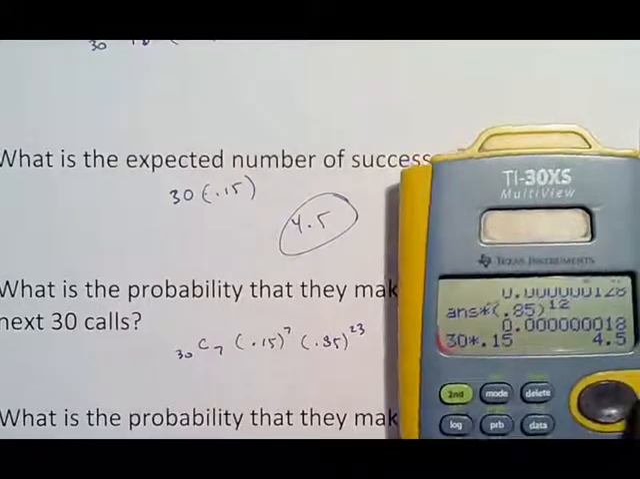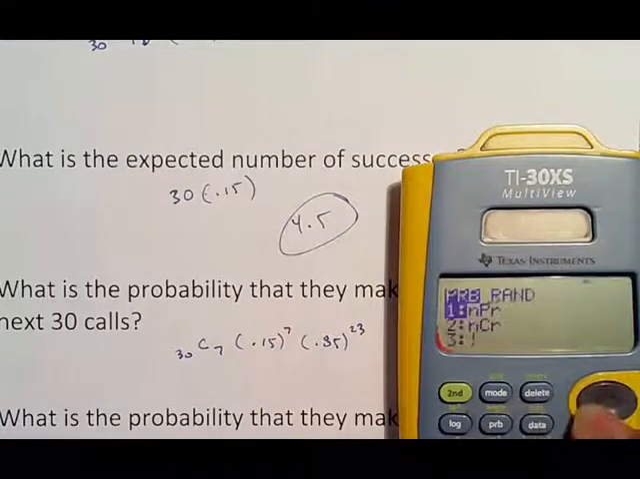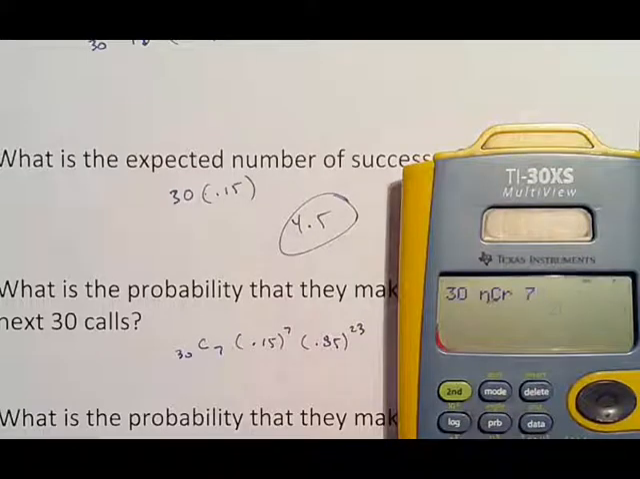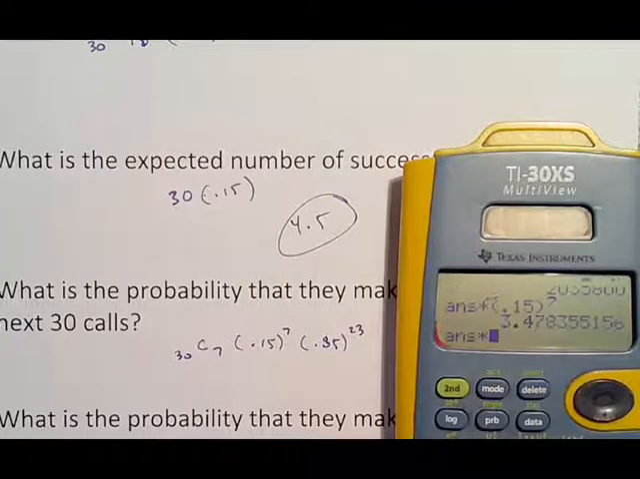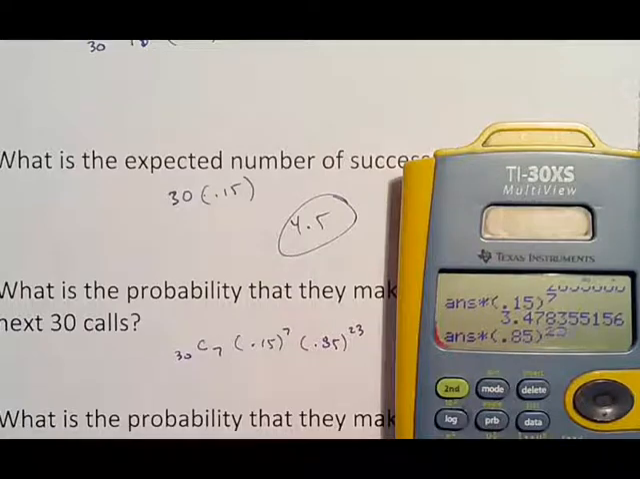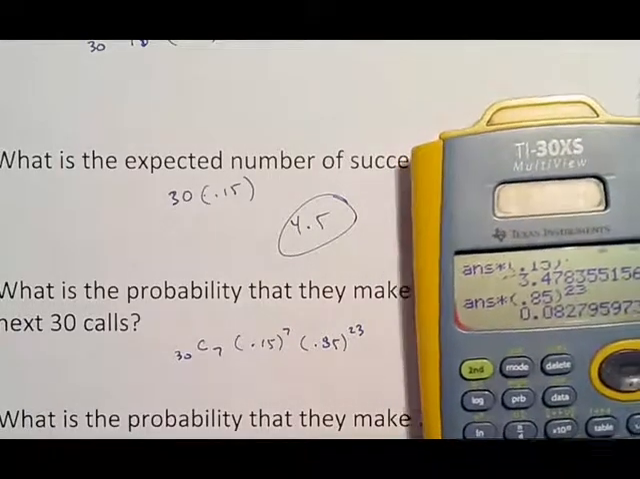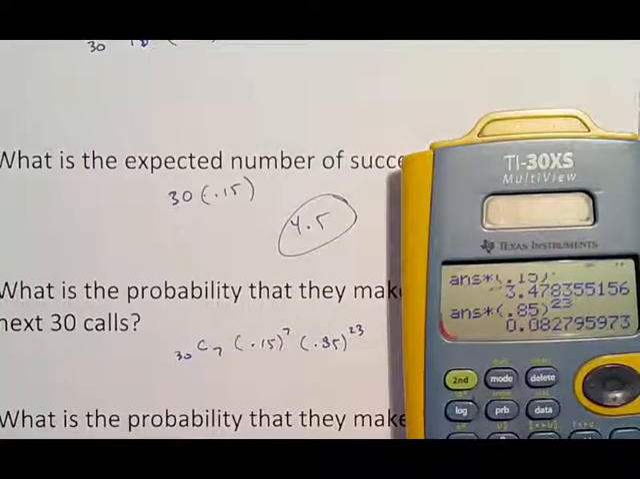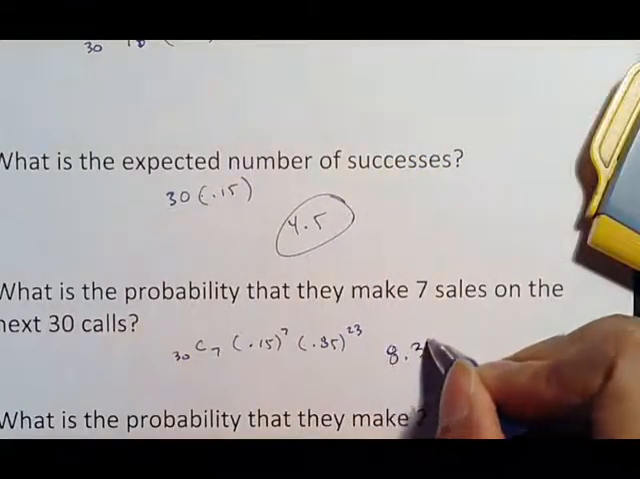Now, I would not put 30 minus 23, but let's see. 30 choose 7 times 0.15 to the 7th times 0.85 to the 23rd. Gives me about a, I didn't write the answer up there, did I? But it gives me about a, if you move that twice, 8.3% chance of happening.